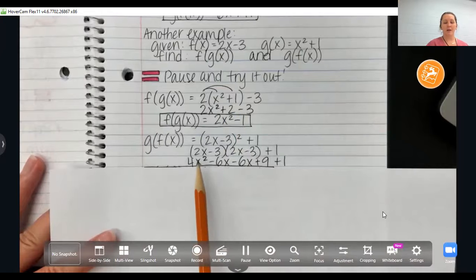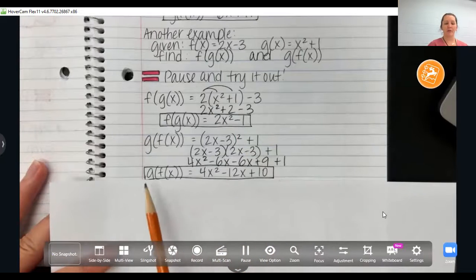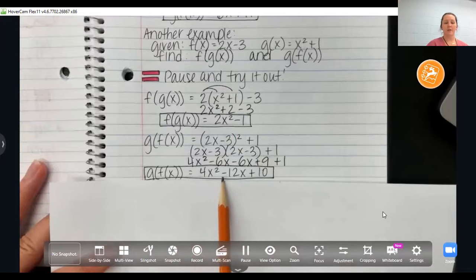So when I multiply 2x times 2x, I get 4x squared. 2x times negative 3, we get negative 6x. Negative 3 times 2x is negative 6x. And negative 3 times negative 3 is positive 9. Notice that the 1 didn't change. I'm just moving it down as we go. Next step is combining our like terms, our negative 6x's together and our 9 and our 1. And our final function is g of f of x equals 4x squared minus 12x plus 10.